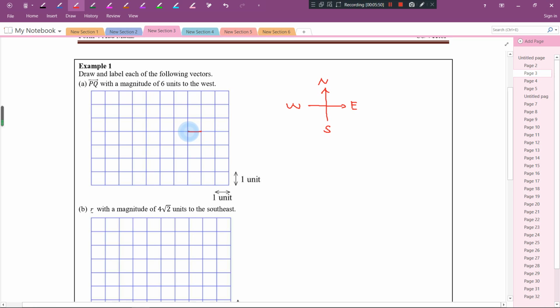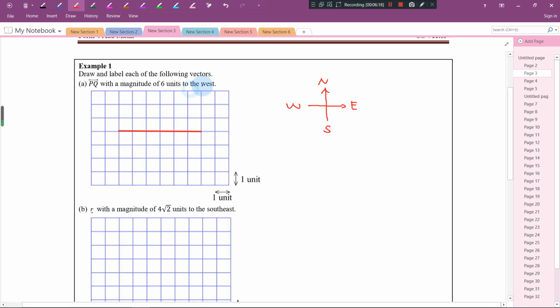So 1, 2, 3, let me pause the video first and draw a straight line to show you this vector. Okay, so now we have a vector. How many units? Let me calculate. 1, 2, 3, 4, 5, 6. Okay, so now we have drawn a line with the 6 unit magnitude.